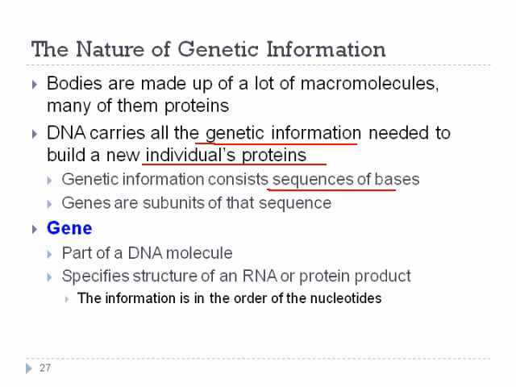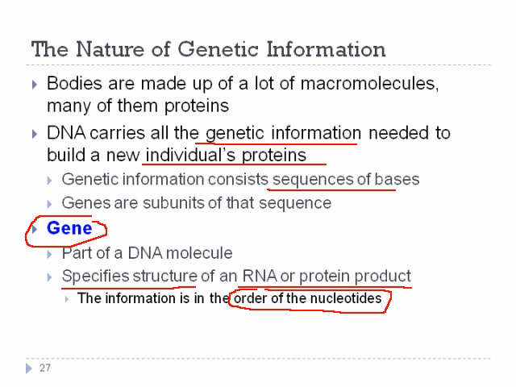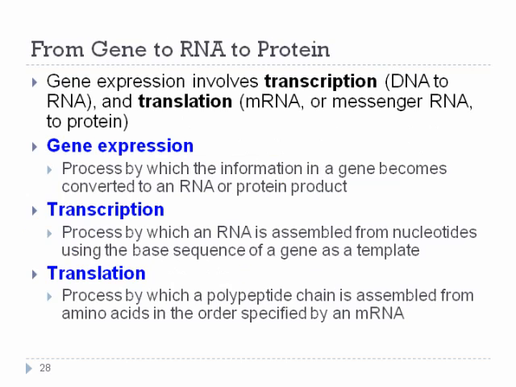So we have these long DNA molecules. They're made up of genes. A gene is a segment on the DNA molecule, and it specifies the structure of an RNA or a protein product, and that information that it carries is in the order of the nucleotide. You'll see in just a little bit why the order ends up being so important.